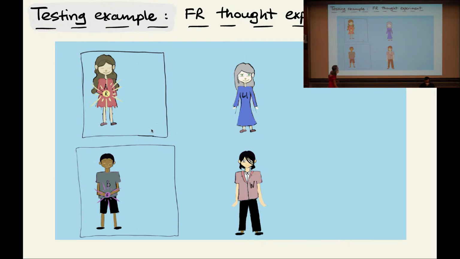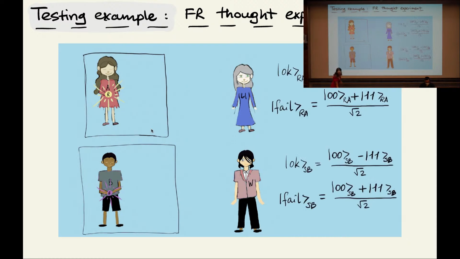Then we introduce two more agents, Ursula and Wigner, who are outside Alice and Bob's labs. And they measure Alice's and Bob's labs respectively in so-called OK and fail bases. So they're written here, they are basically Bell bases.